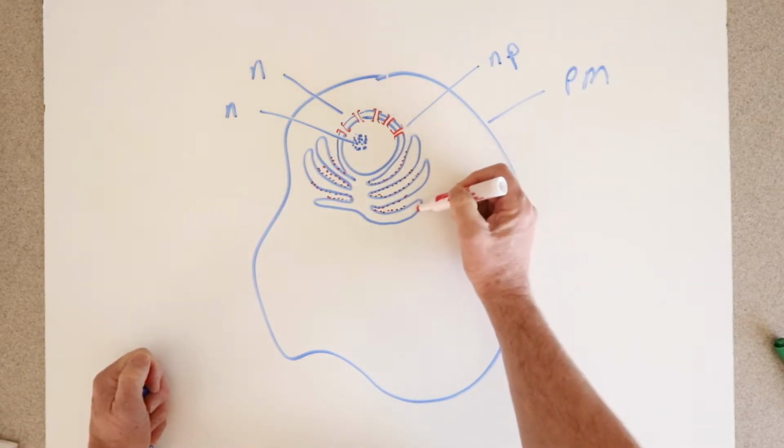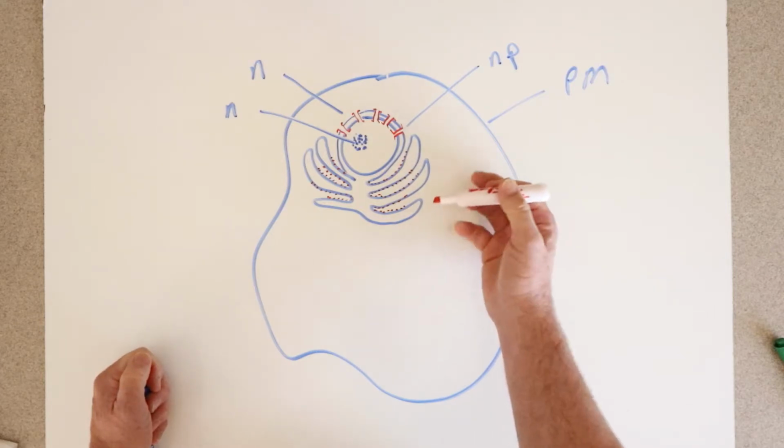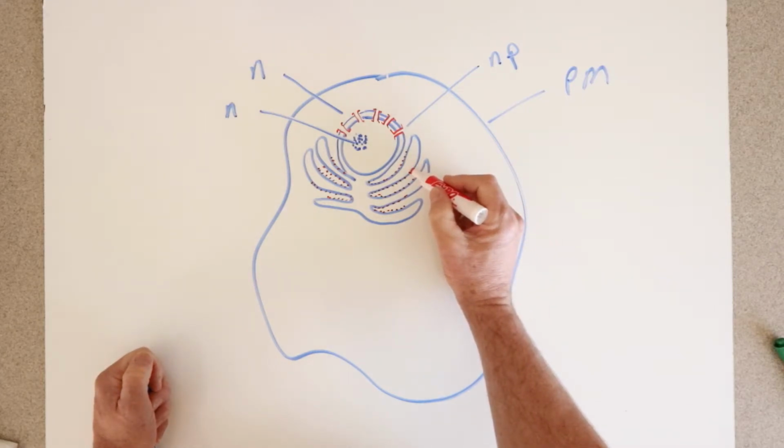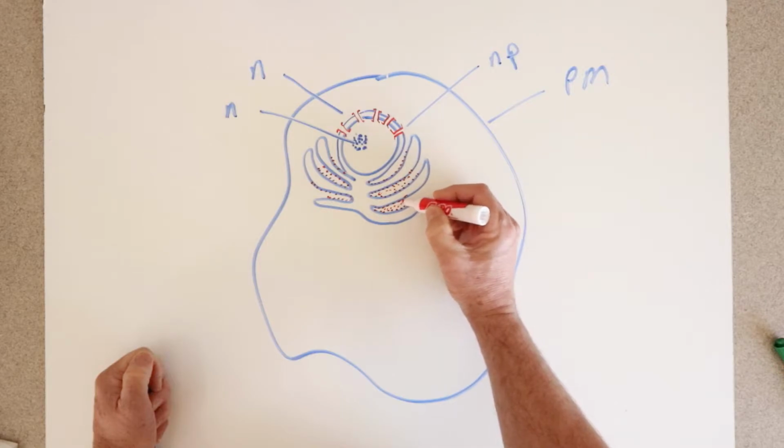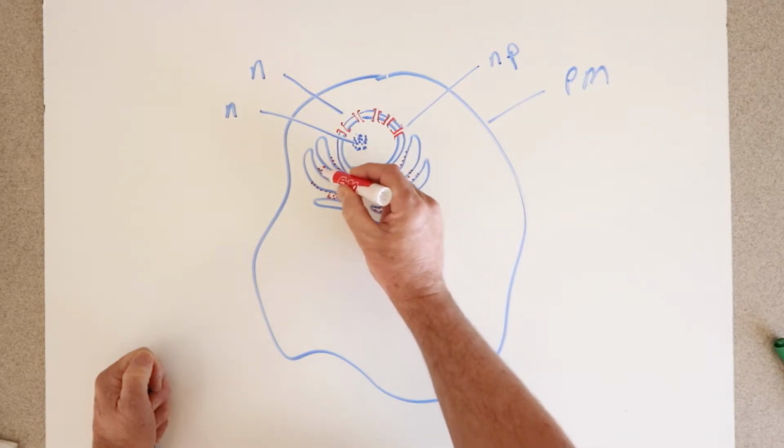Now these parts of the endoplasmic reticulum that have no ribosomes are called the smooth ER. Ribosomes can either be embedded into the rough ER, or they can be free, sort of floating in the cytoplasm there.